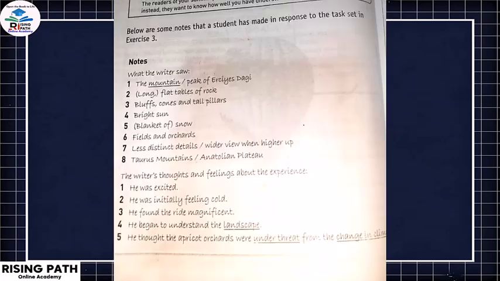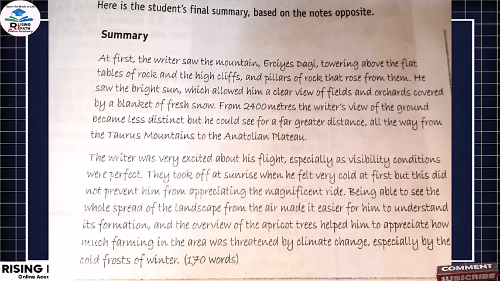And now on this slide you can see the notes which have been made. As we have already discussed, we have to make two headings: what the writer saw, which is the demand of the question, and the writer's thoughts. So make two headings, jot down the points quickly in the form of notes like this, and then you would be able to write. On this slide you can see one sample summary written by a student.